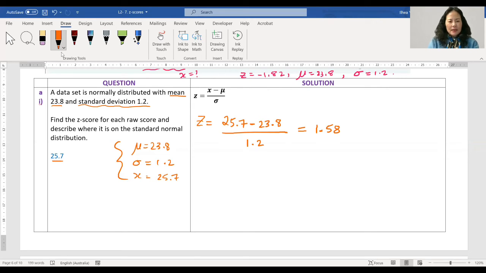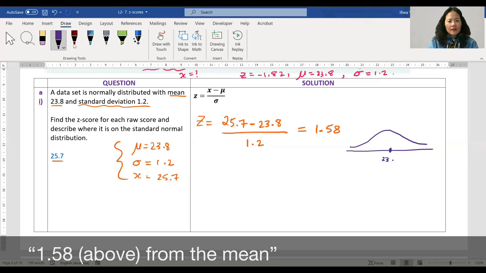So what does that really mean? Okay, I'm going to ask you a question because I don't know whether you are actually here with me right now or somewhere else. Juliet, what does that really mean? 1.58. I'm not really sure. I can't remember. Joanne, if my raw score is 25.7 and my Z score is 1.58, what does that mean? The simplest way you can think about it is to picture it. How far the score is from the mean?